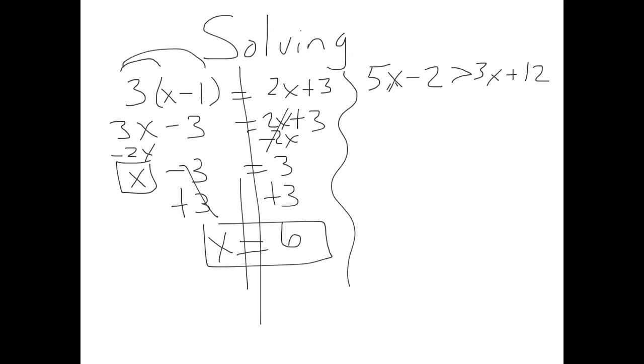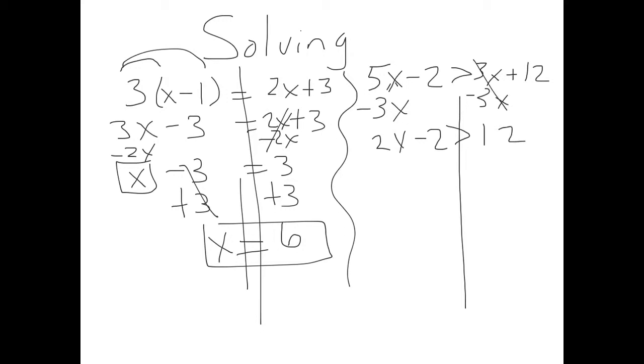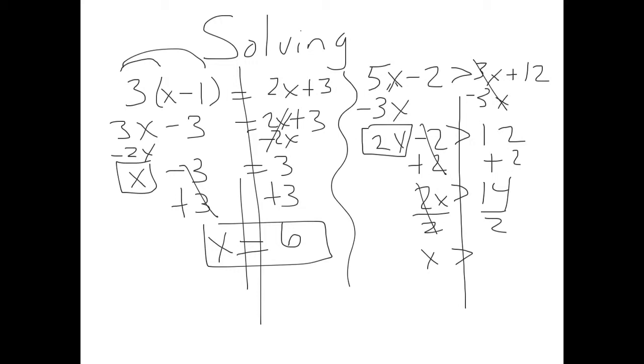Okay. Over here, very similar idea. Draw our line down. We have x's on both sides. I don't want x's on both sides, so I'm going to get rid of the 3x on this side. 5x minus 3x is 2x. Bring down your minus 2 here, bring down your greater than symbol, those cancel out, bring down your 12. Box your 2x here, plus 2 to both sides, those cancel out, 2x is greater than 12 plus 2 is 14. When it's beside it, you divide it, so divide both sides by 2. You get x is greater than, just greater than 7.